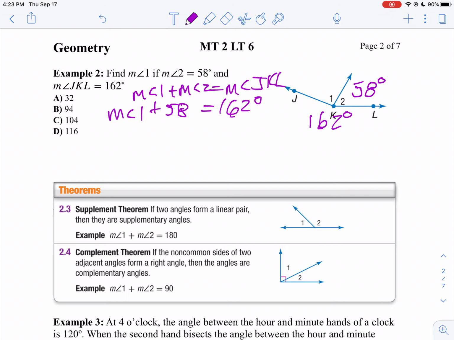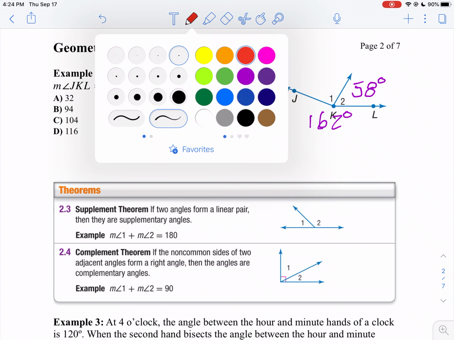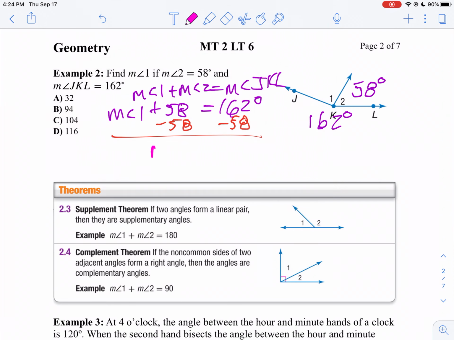Well, now we just do the algebra. Let's subtract 58 from both sides. So then we get the measure of angle 1 equals, well, 12 minus 8 is 4, and 5 minus 5 is 0, equals 104 degrees. Notice that would be choice C on this multiple choice item.